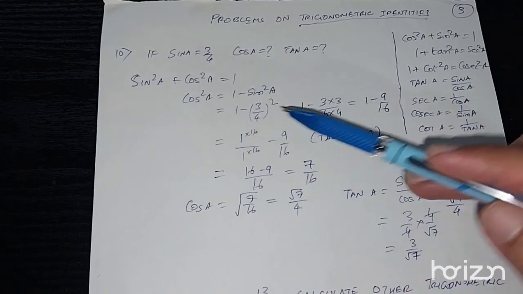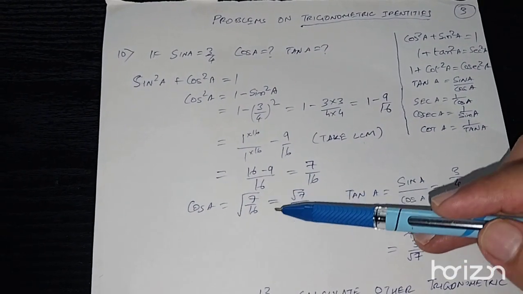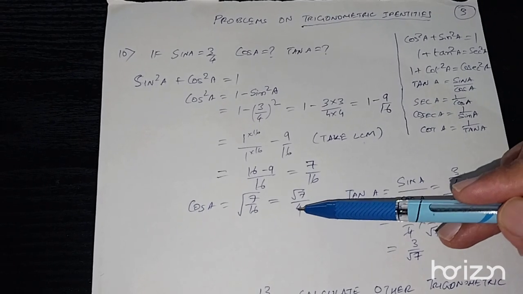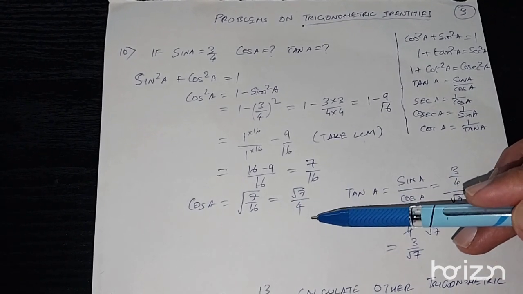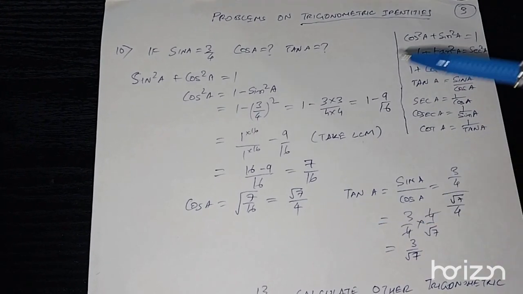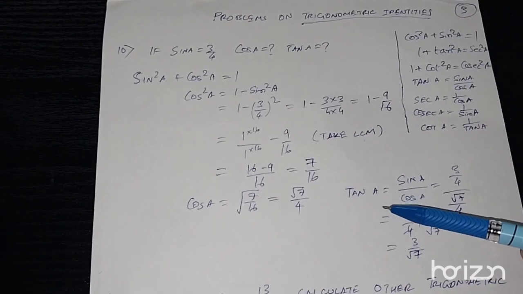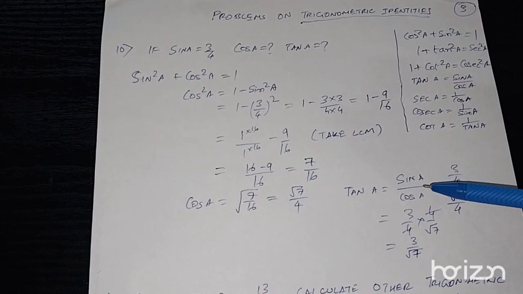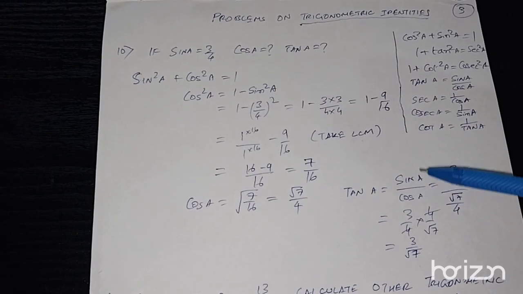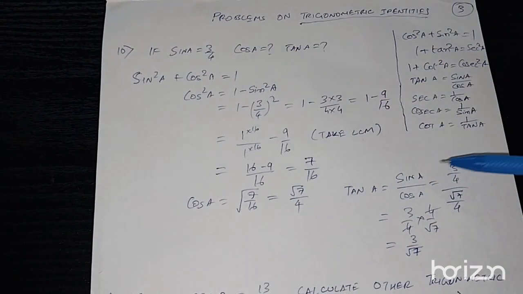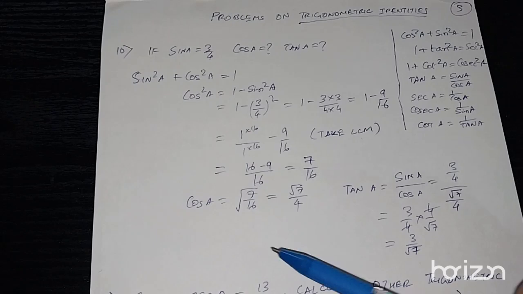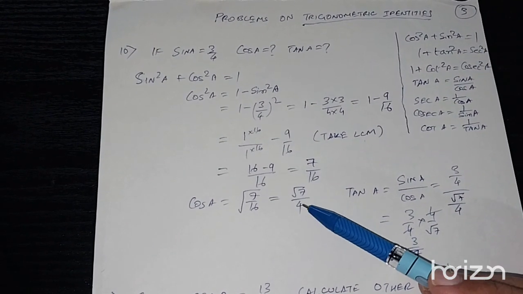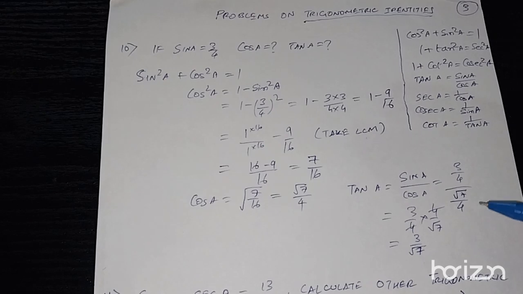So cos squared a is 7 by 16. Okay, so cos a is root of 7 by 16. Okay, so square root of 7, and below in the denominator square root of 16, you will get it as 4. Okay, then tan a, we are being asked to calculate tan a, that is nothing but sin by cos. So sin a we know is 3 by 4, we substitute, divided by cos a, we can see that we have calculated it as root 7 by 4, that we substitute here.